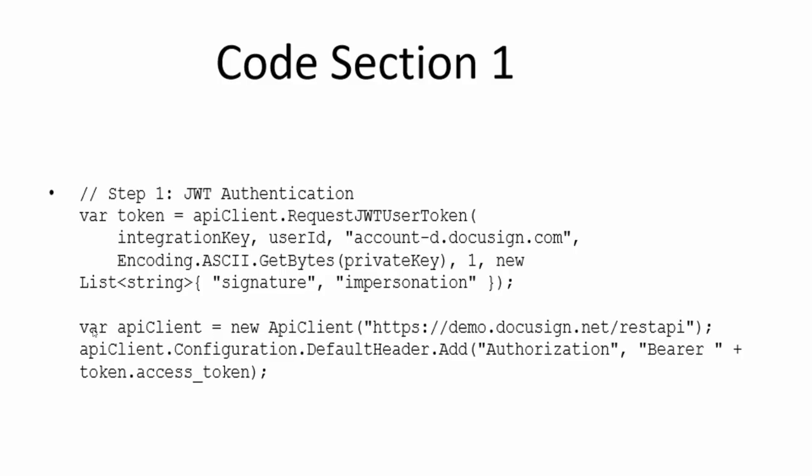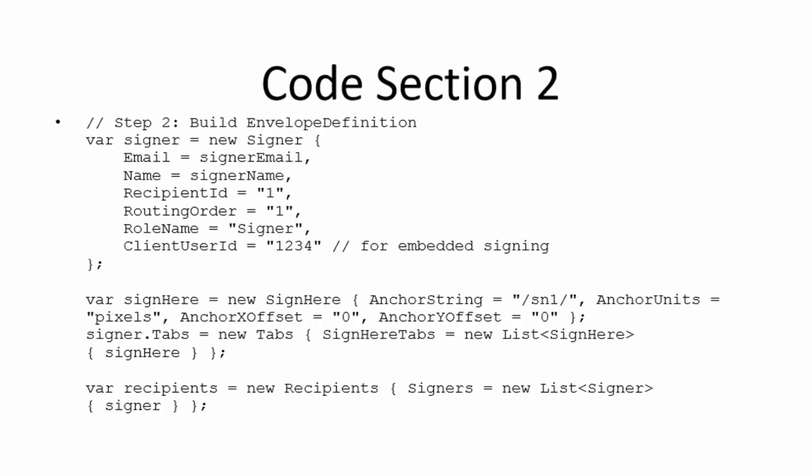So you can see var apiClient equals new ApiClient, and then we have added the DocuSign demo URL, and in the header of that we have added Bearer plus token.access_token. So this way you can generate the JWT access token and use it in your application.